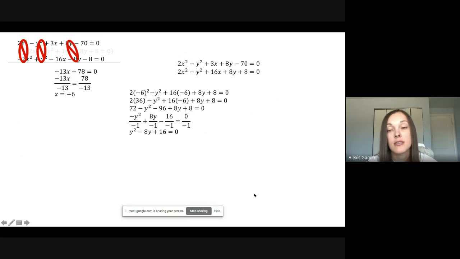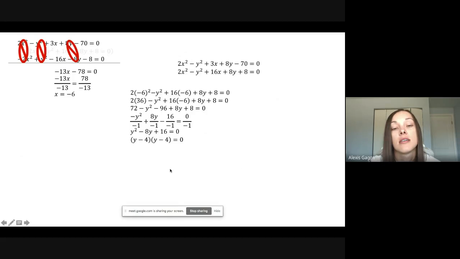Factor this, use the x. So see what multiplies to be 16, adds to be negative 8. Well, it's negative 4 and negative 4. So if you set that equal to 0, y minus 4 equals 0. And we only have to do it one time since they're the same thing. It doesn't matter. So that means that y equals 4. So our only answer here is negative 6, positive 4.